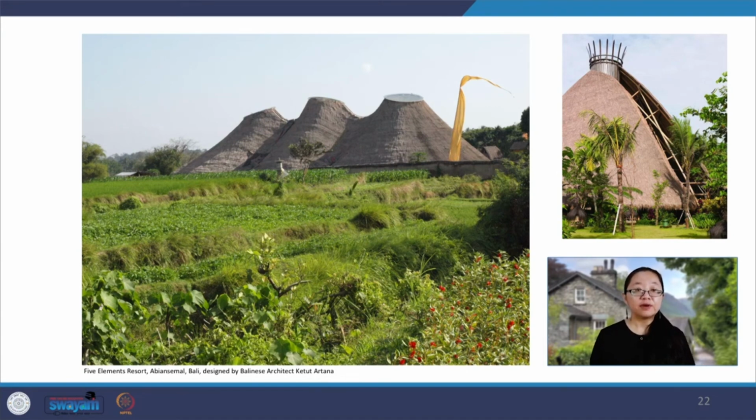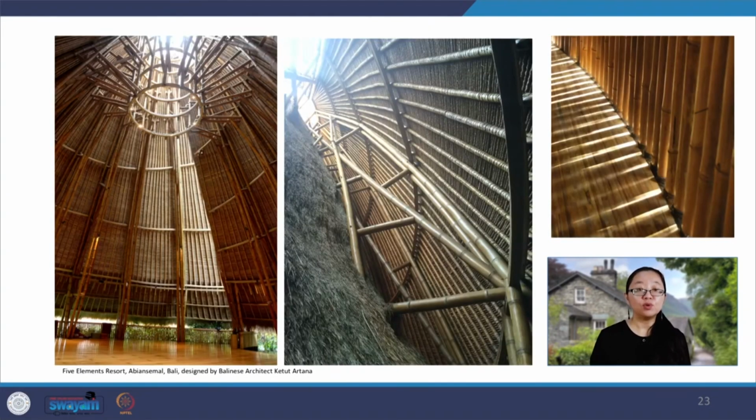The first is 5-element retreat in Abian Semal, Bali, designed by a Balinese architect Ketut Artana in 2010. The design is deeply rooted in the island's ancient traditions, nurturing harmony among spirit, human, and nature. There are restaurants, bungalows, and main halls, and all buildings are made entirely with bamboo.